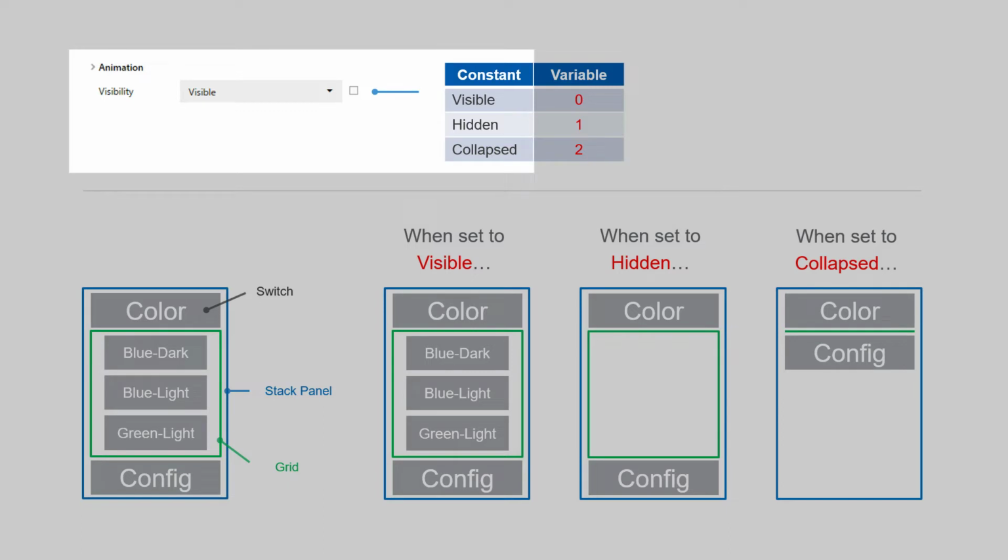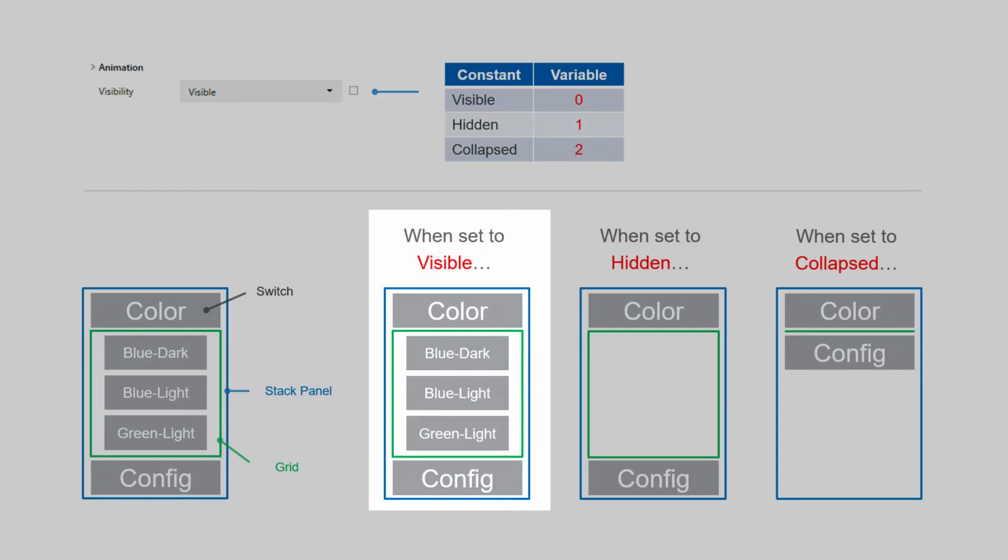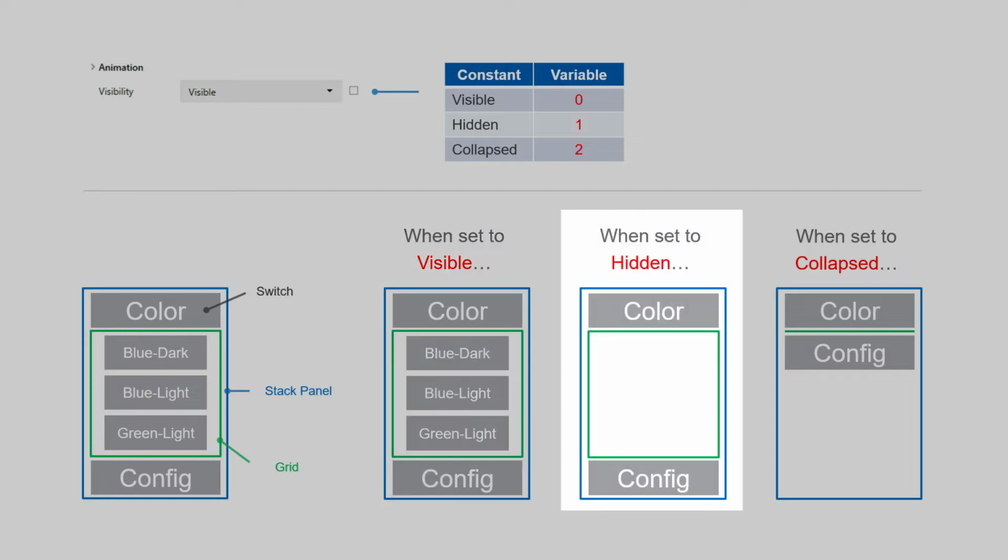Visibility is a property that selects a visible state of objects. There are three states: visible, hidden, and collapsed. Select visible to display an object. Select hidden to hide an object. The range of the object is retained.